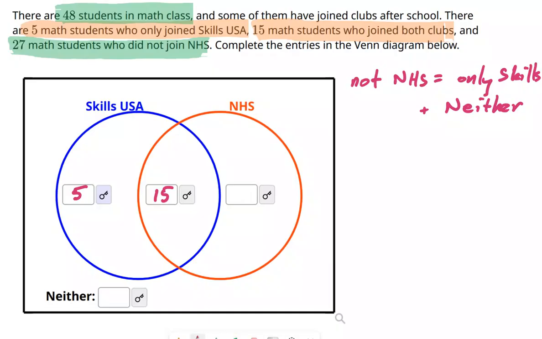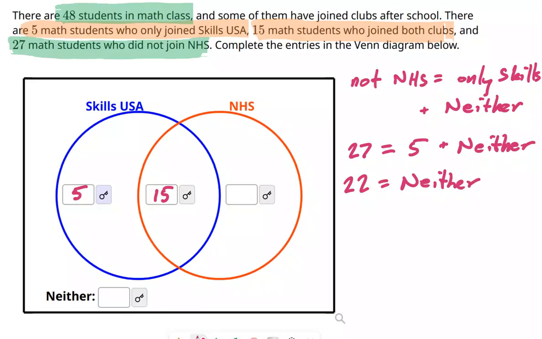Not NHS is 27 students. That was given to us in the directions. Only Skills, that's 5 students. I still don't know what neither is, but we can figure it out now pretty easily. We just subtract over the 5. So this becomes 22 students in the neither category. So that's the way you have to work through these problems logic-wise.